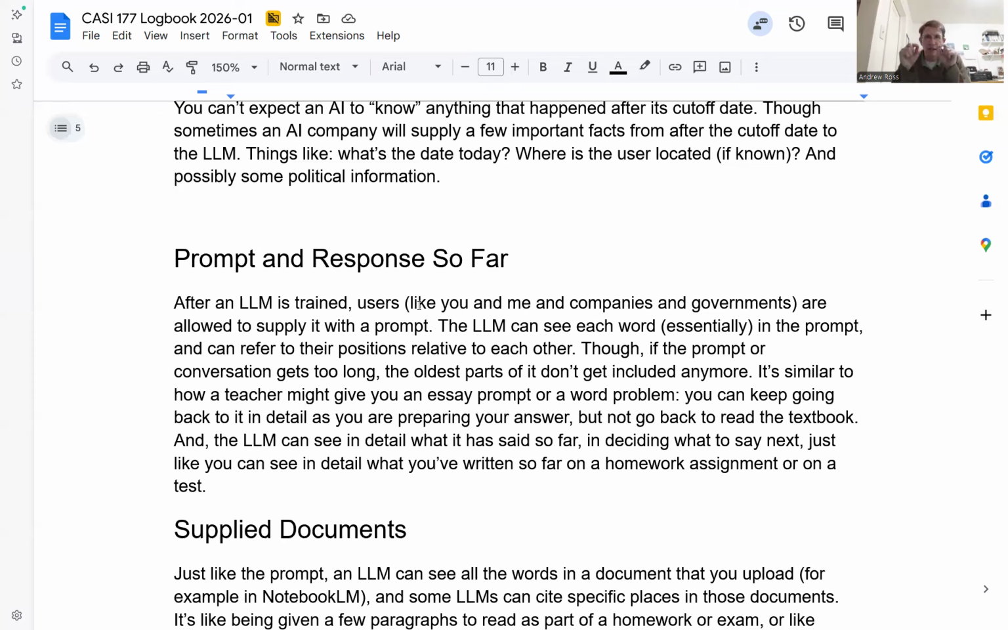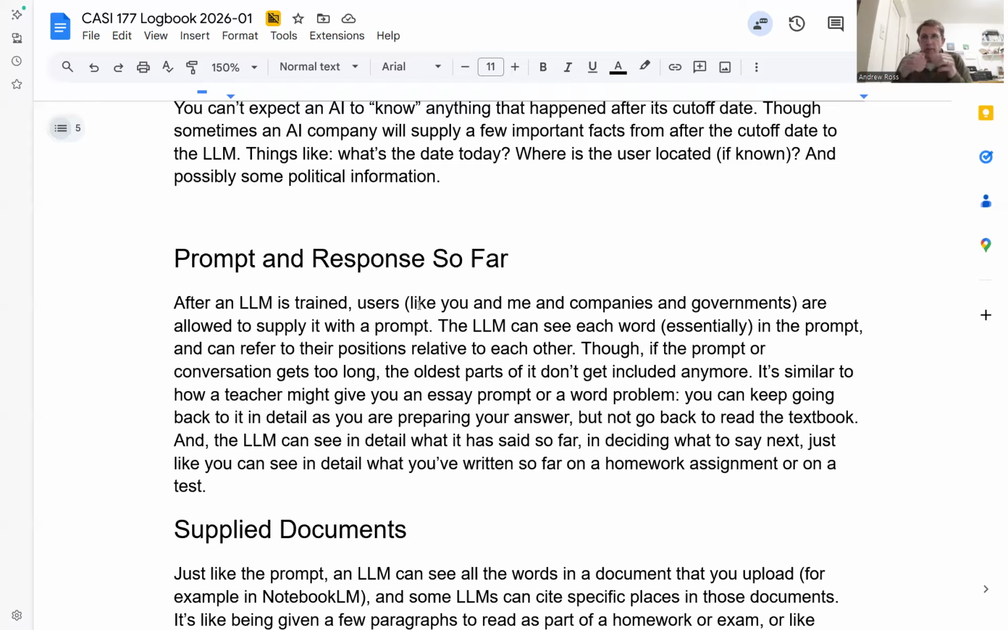The LLM can see each essentially word in that prompt and can refer to, like, oh, this word came after that one, or this word here at the end of the sentence really changes the meaning of the rest of the sentence. But if the prompt gets too long, like thousands, millions of words, the oldest parts of it don't get included anymore. It only has a limited memory for prompts.